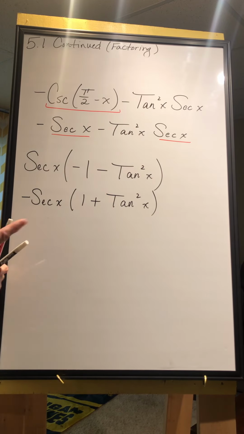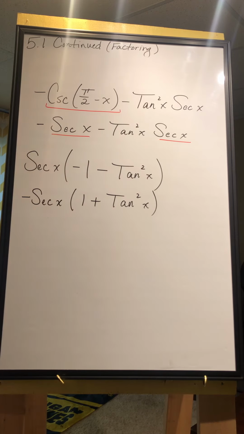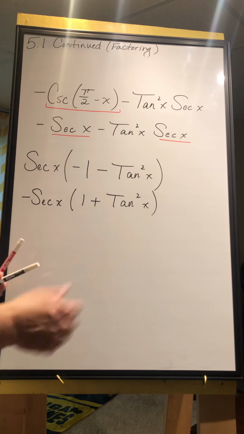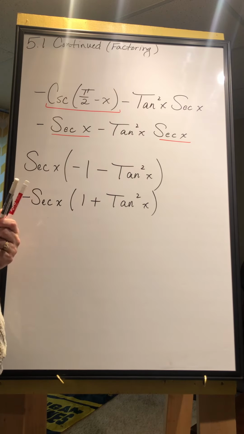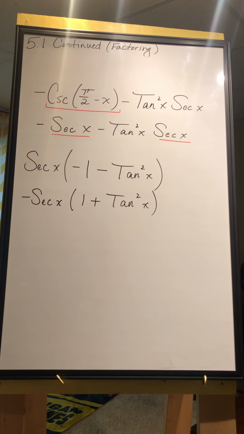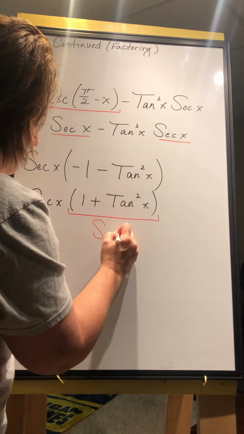Now, you've got a 1 and you've got a trig function that's squared. So what is the trig identity that has 1 plus tangent squared x? That is secant squared x. And that's just looking back at your identities again. You just need to be thinking, okay, if I've got a minus and a pi over 2, then that's probably a cofunction. If I've got a 1 and a trig function squared, probably a Pythagorean identity. So this whole thing can be replaced with secant squared x.